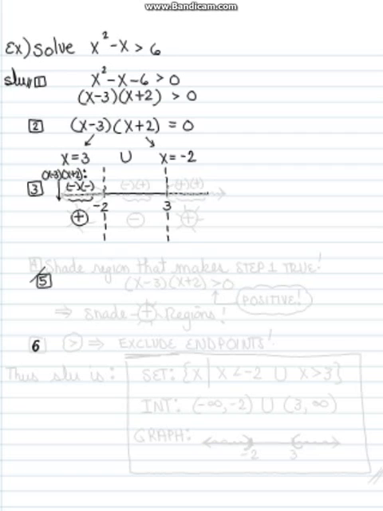It's a positive. Now let's choose x values in the middle region between x equals negative 2 and x equals positive 3.